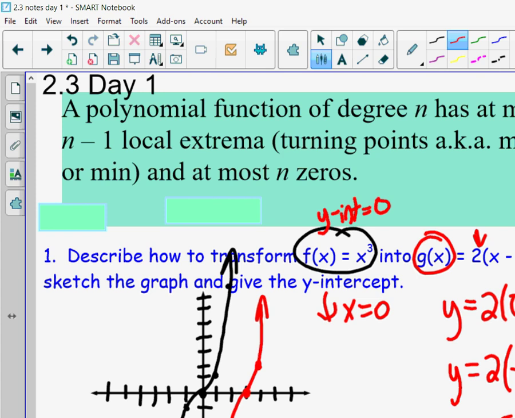And so y-intercepts sometimes are very helpful to graph, but sometimes they're not because who wants to graph that, right?